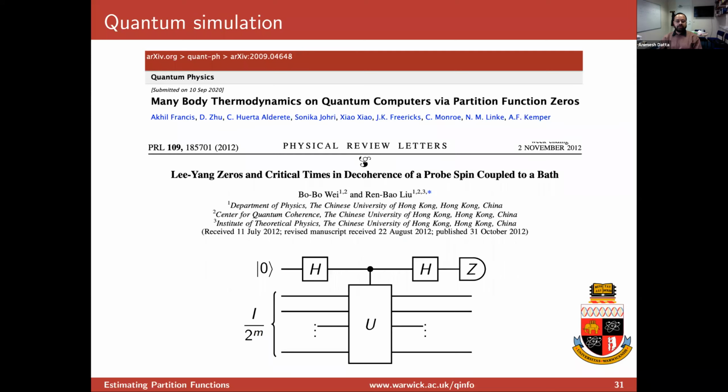I just want to mention that obviously people within the quantum computation domain are trying to study these things on a quantum computer. So this is a recent paper from, again, I guess people in the quantum computing world, we recognize names like Chris Monroe and so on, trying to do thermodynamics on quantum computers with partition function zeros, based on an earlier paper from 2012, which I didn't know about, which is to find zeros of partition functions. And when they say a probe spin coupled to a bath, what they really mean is this particular circuit, a single spin coupled to a bath equally to all the particles.